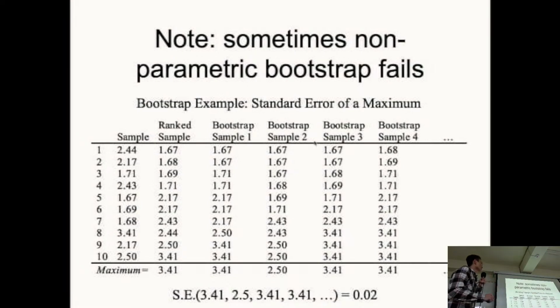In this example, I'm estimating the maximum value. I want to calculate the standard error of the maximum. If I bootstrap, no matter what I do, the majority of the maxima values are always 3.41, 3.41, 3.41. And then you would say the standard error of your maximum value is very small. This is wrong, because the maximum value is on the boundary.